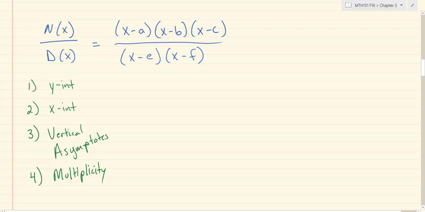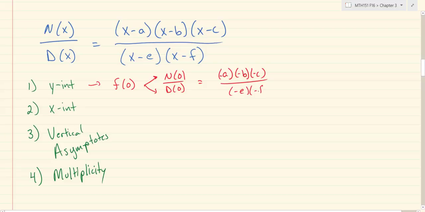So for the y-intercept, you find f of 0. N of 0 divided by d of 0. So in our case, that's going to be a times negative b times negative c divided by negative e times negative f. You're just going to plug in 0 to the top, and you're going to plug in 0 to the bottom, and whatever number you get, that's going to be your y-intercept.